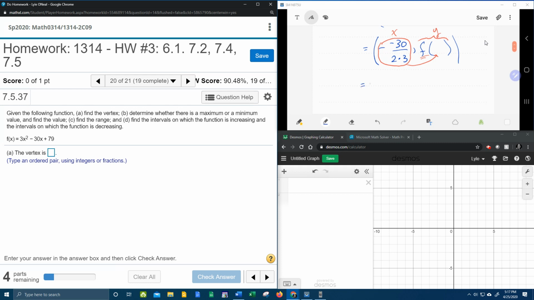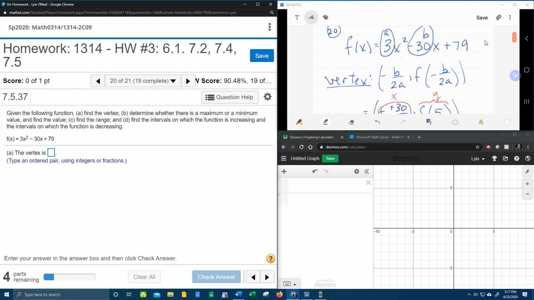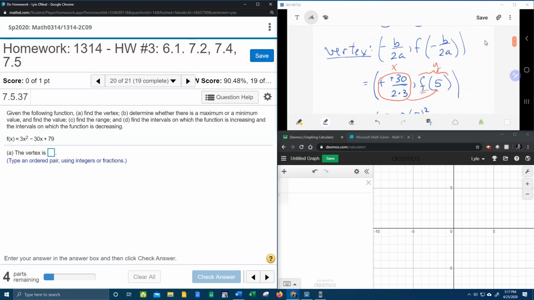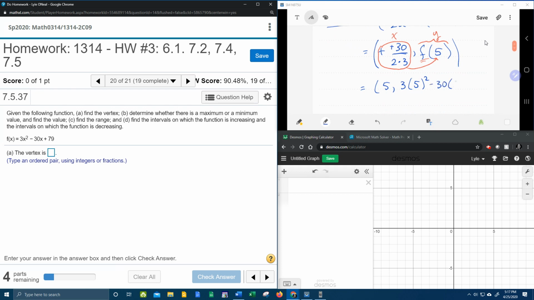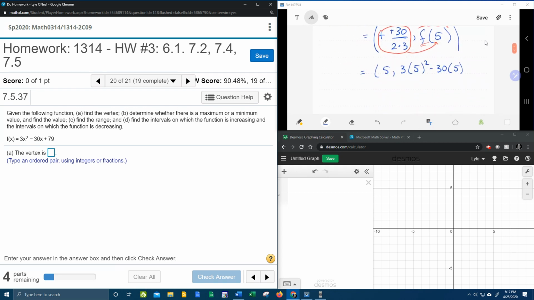All right, so doing the math, 2 negatives make a plus, 3 times 2 is 6, 30 divided by 6 is 5, and then that tells me that I need to calculate f of 5. So that's going to be 3 times 5 squared. Do you see what I'm doing? I'm plugging 5 in for each x up here. Minus 30 times 5 plus 79. And then we're going to need to work all of that out. All of this stuff works out to give the y coordinate of the vertex.